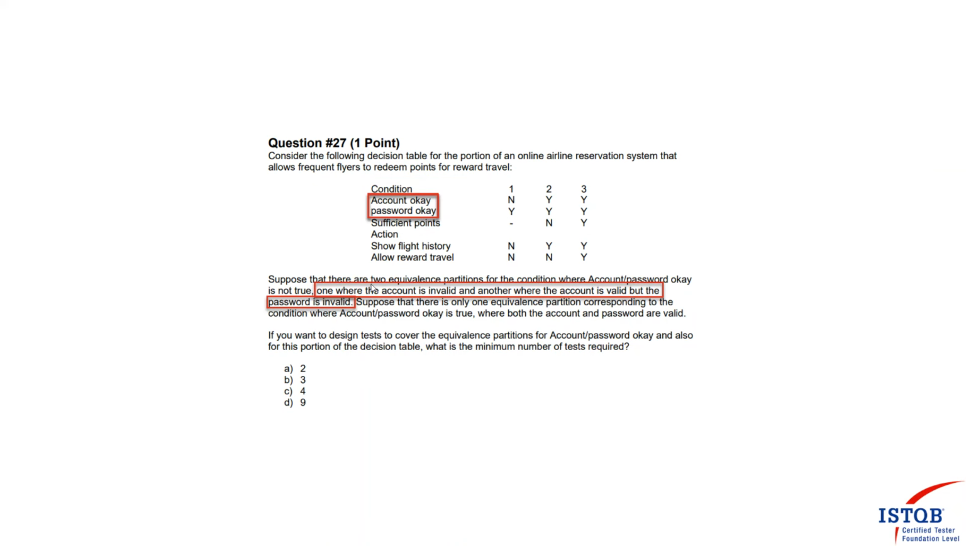Suppose that there are 2 equivalence partitions for the condition where account password OK is not true, one where the account is invalid and another where the account is valid but the password is invalid. This is done to confuse us. Because of this, I've divided the account password OK condition into 2 separate conditions, account OK and password OK. Now it corresponds to our description. We have finished with the first step, identify conditions and the resulting actions. Let's move to the next one.